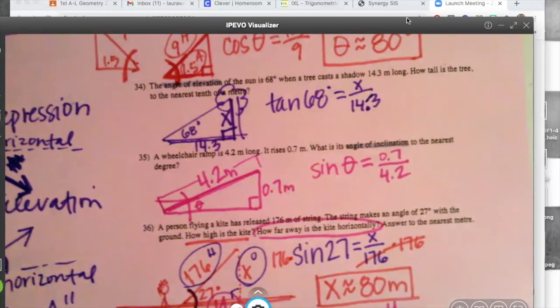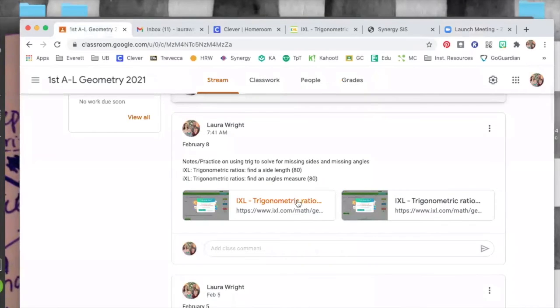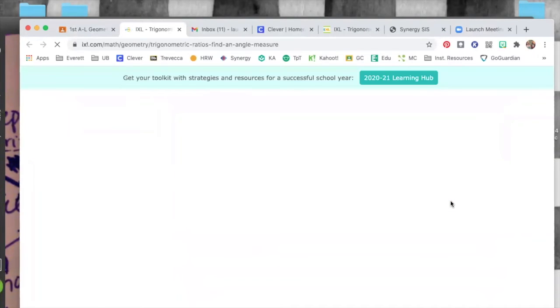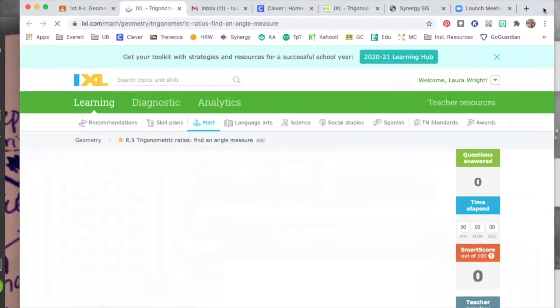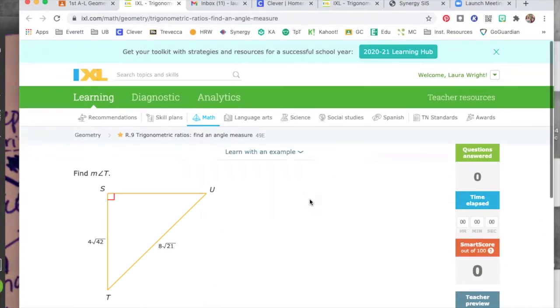So what we're looking at now is our IXLs. If you will go to your Google Classroom, I have linked trig ratios, find a side length, trig ratios, find an angle measure. Now, I'm not concerned about your ability to do these because we've just done both of them, but I want to point out in finding an angle measure, it starts with some ugly looking side lengths, like they have radicals and stuff. That doesn't change how you work this problem, okay?